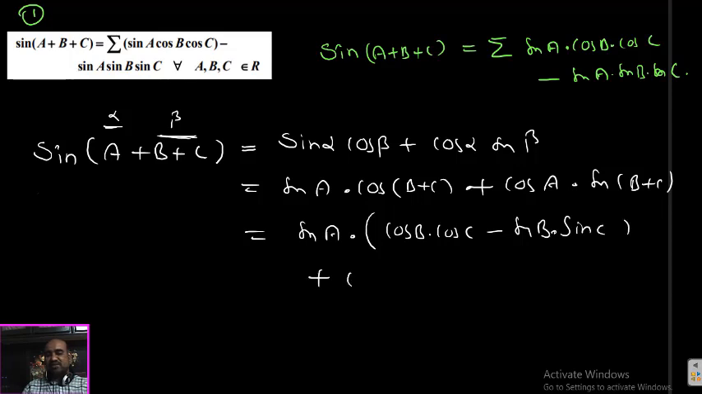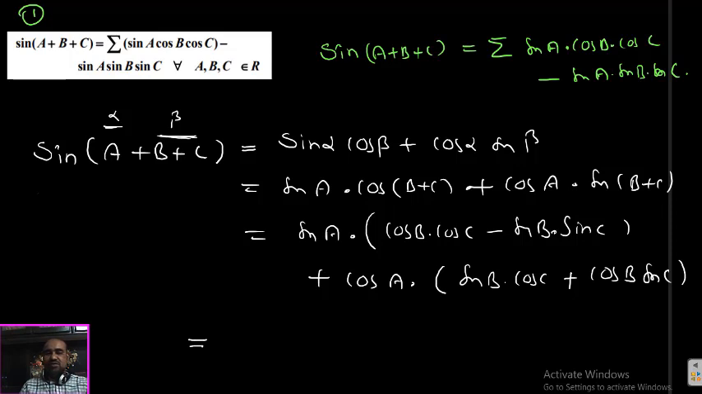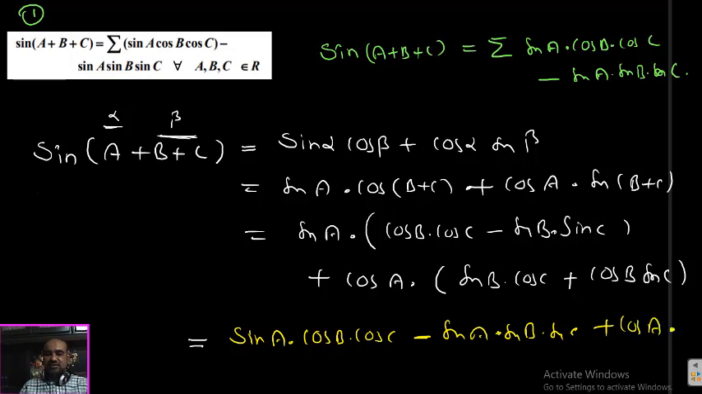Plus cos A into sin of B plus C, that is sin B cos C plus cos B sin C. Now expand: sin A into cos B into cos C, minus sin A sin B sin C, plus cos A sin B cos C plus cos A cos B sin C. So this is the expansion of sin of A plus B plus C.